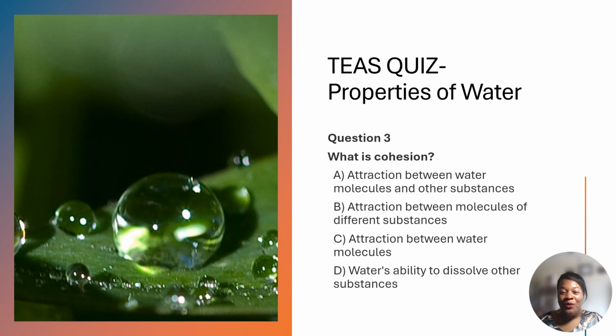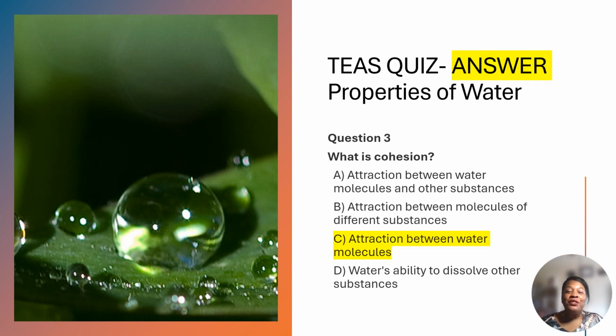Question 3. What is cohesion? A, attraction between water molecules and other substances. B, attraction between molecules of different substances. C, attraction between water molecules. Or D, water's ability to dissolve other substances.